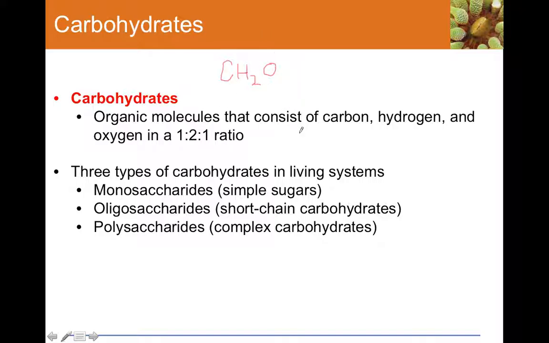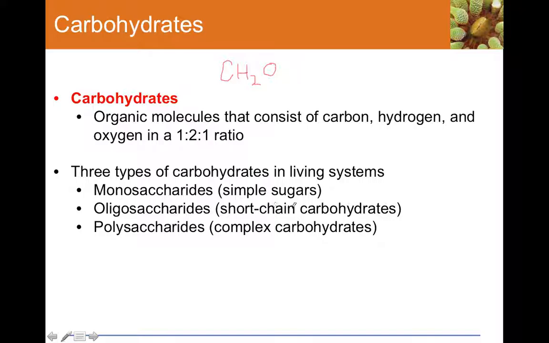1:2:1. And there's a little bit of variation with that. It's not always just dead on 1:2:1, but it's very close over a huge group of molecules. And so we pretty much settle with carbohydrates. So three types of carbs in our living systems. You guys probably learned a couple of these before. Monosaccharides means one sugar. It's a simple sugar like glucose.